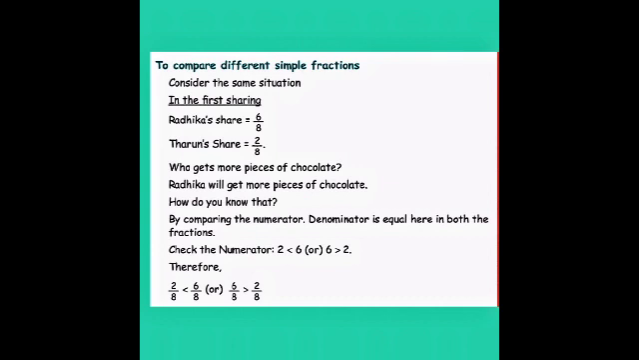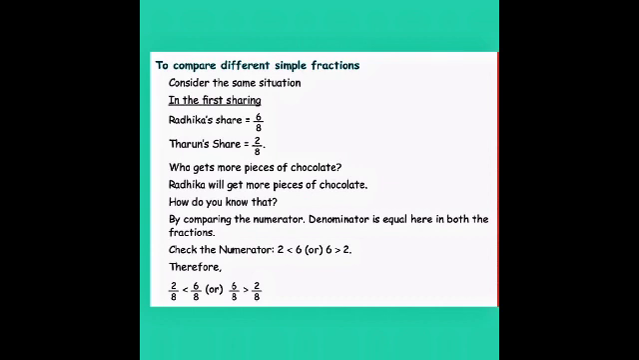See here, we have the example that Radhika's share is 6 by 8 and Tarun's share is 2 by 8. Who gets more pieces of chocolate? Radhika. How? We are comparing the numerators only because the denominators are both the same, that is 8 and 8. The numerators are different, so which is bigger? 6 is bigger, so 2 by 8 is lesser than 6 by 8. This is the way you have to compare fractions.